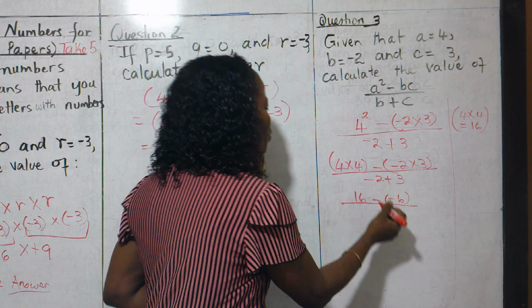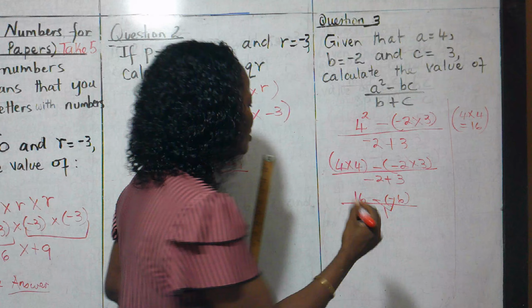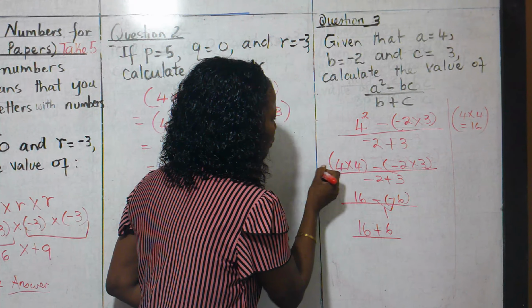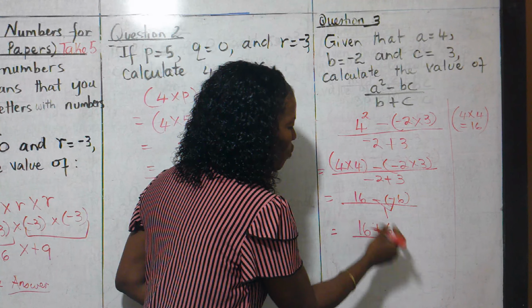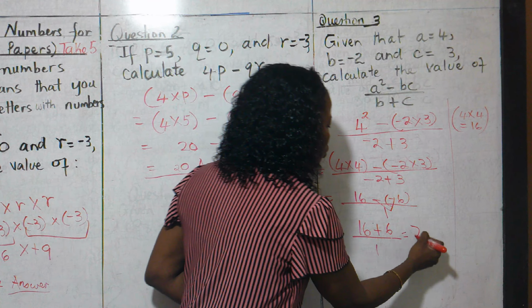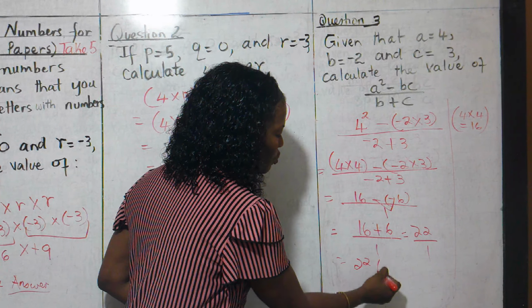A minus and a negative will give me a positive. 16 plus 6 over 1. And 16 plus 6 is 22. 22 over 1 is the same as 22.